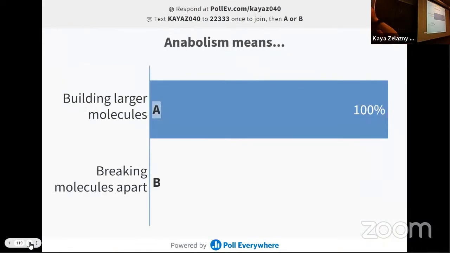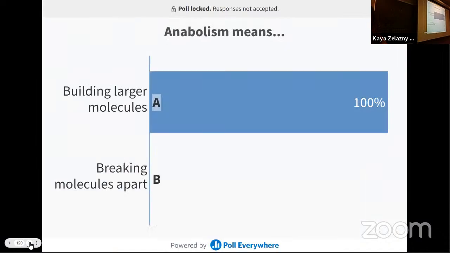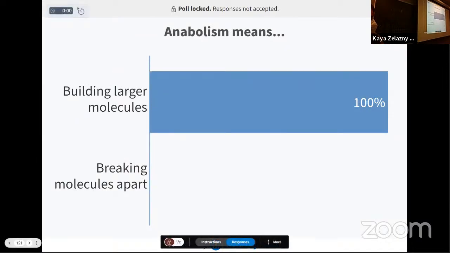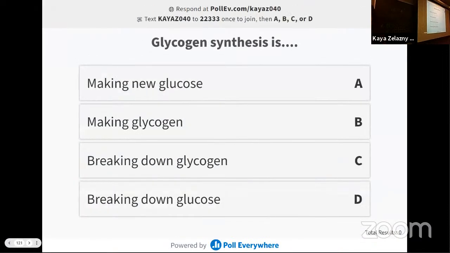Yeah, anabolism is building larger molecules. So we're going to be taking subunits, taking monomers, pulling them together, which means that catabolism is breaking stuff apart. You can put a separate question on that since this is just an either or. Then we had a lot of words that started with glyco. So we're going to do a quick refresher on those.